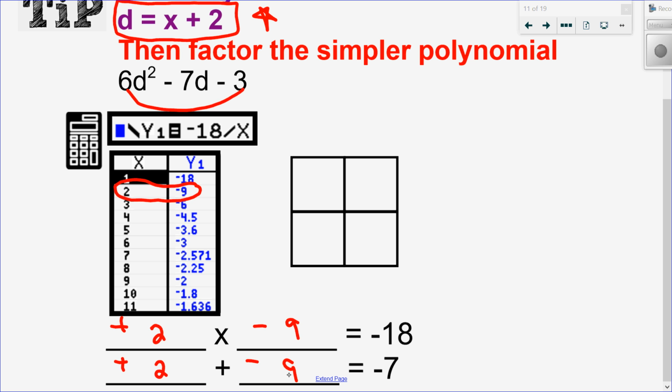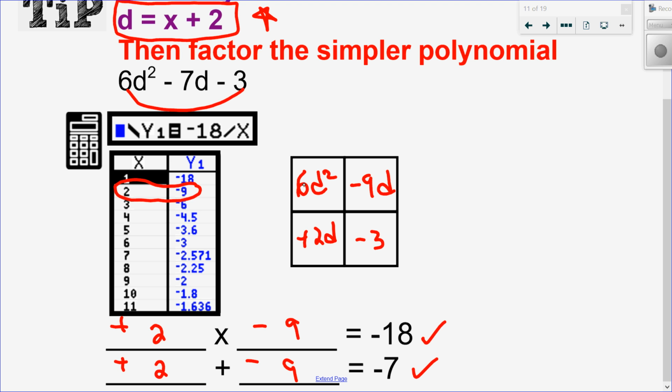Just do a quick check. Positive 2 times negative 9 is negative 18. Positive 2 plus negative 9 is negative 7. I'm good to go. So I'm going to factor with the box method. I put my first term, 6d squared here, my last term here, and then my factor pairs in any order. Doesn't matter what order you do them in. Okay, now I just factor by GCF.